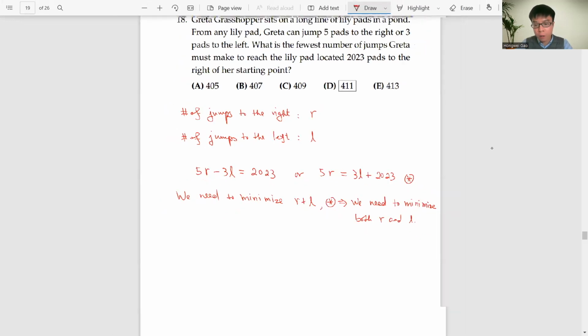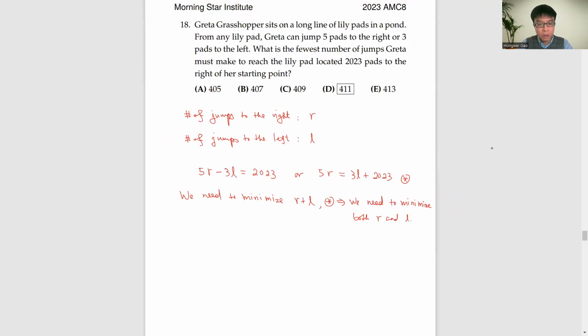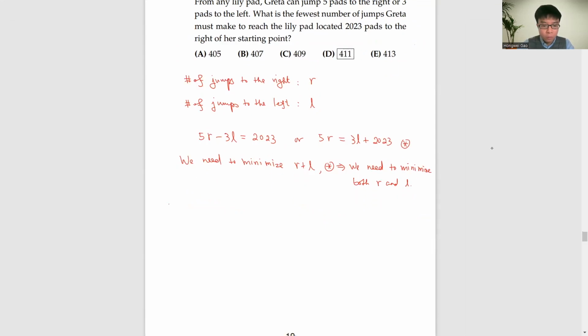Now let's check what kind of requirements there are for R and L. From this equation, we know that the left-hand side is divisible by 5. So 5R is divisible by 5. That implies 3L plus 2023 is also divisible by 5. Now we can basically remove 2020. That implies 3L plus 3 is divisible by 5. In other words, 3 times L plus 1 is divisible by 5. Because 3 and 5 are coprime, that means we must have L plus 1 divisible by 5.